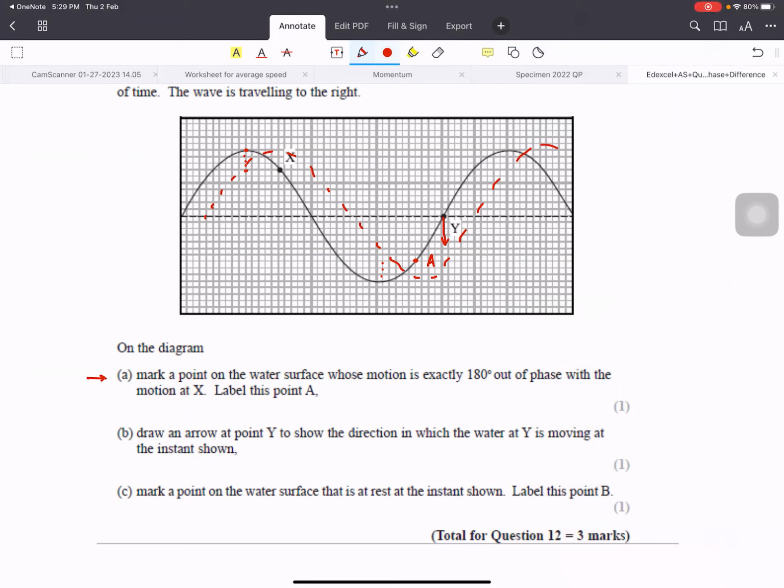And then it says mark a point on the water surface that is at rest at the instant shown. So obviously, any maximum displacement would be at rest, which means you can draw it here or here or here. These all points are at rest, and you can just point B. Is it clear? Yes. Yeah.